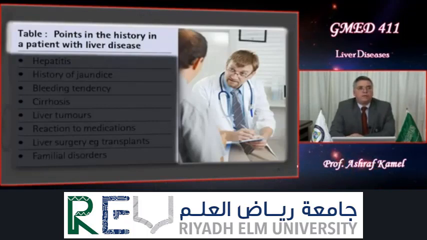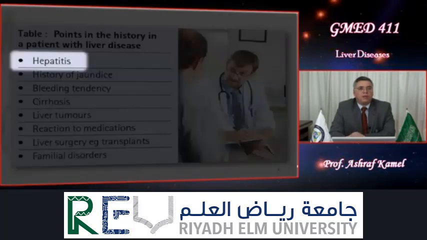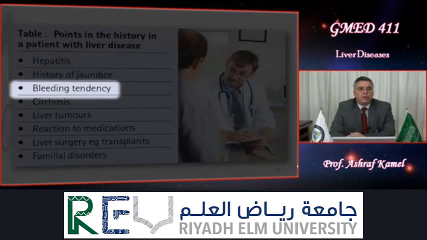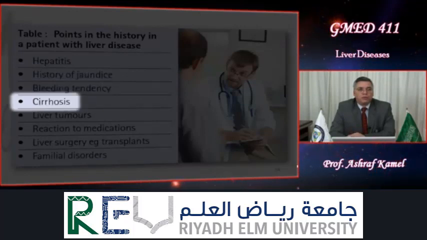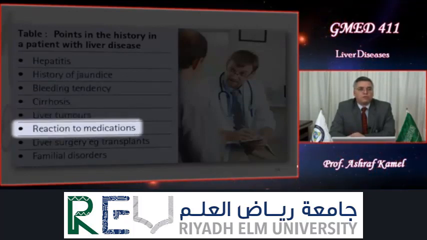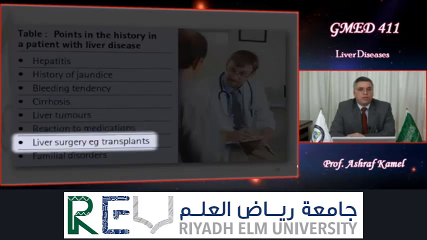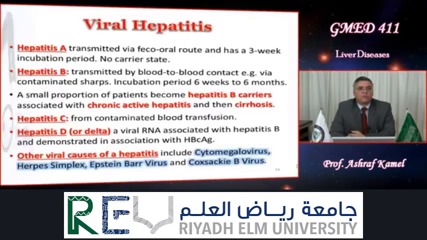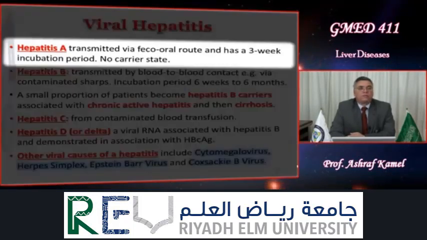Points in the history that can draw our attention that there is a liver problem. Number one is hepatitis. 2, history of jaundice, bleeding tendency, cirrhosis, liver tumors, reaction to medications, liver surgery like transplants, and familial disorders. The viral hepatitis.